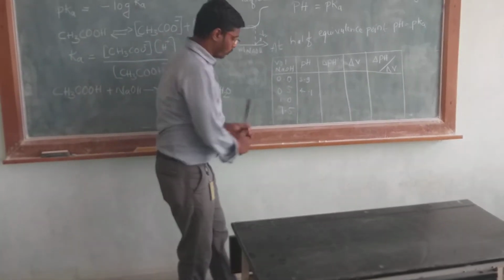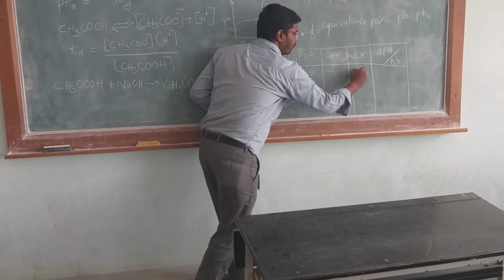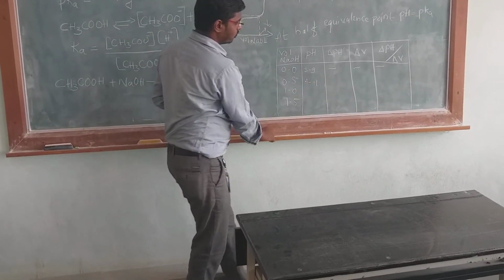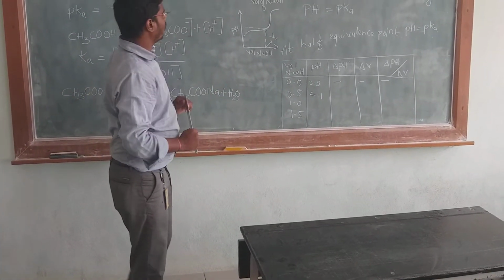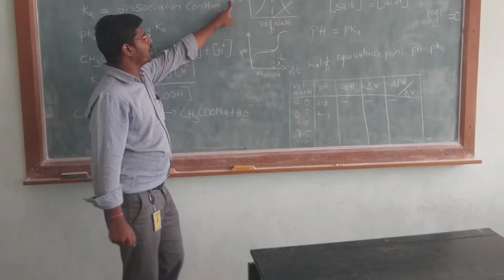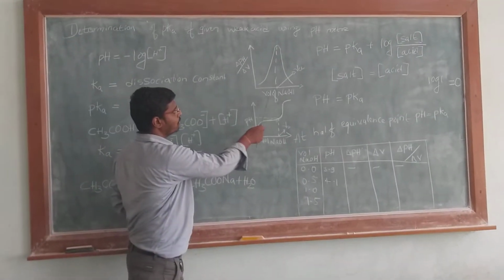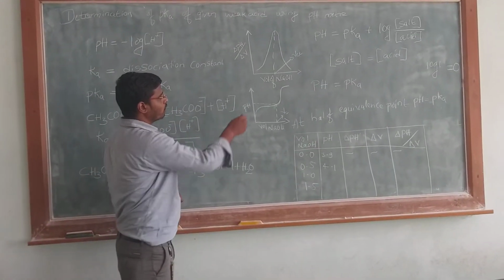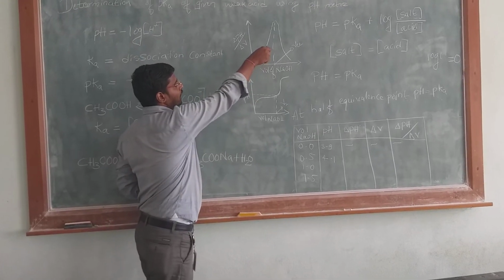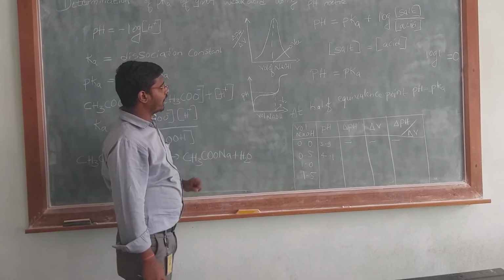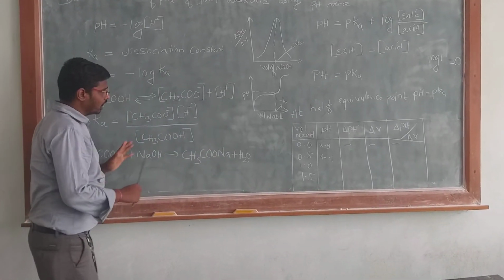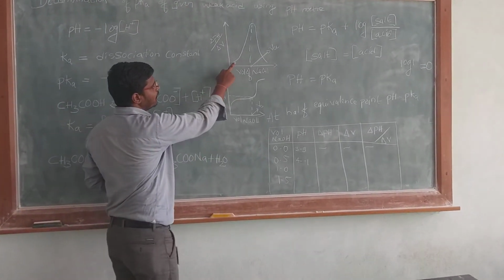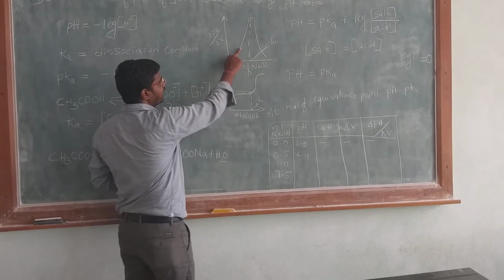Then after that we calculate the delta pH value for the second, third and so on up to the 10 ml reading. After that we draw the graph of delta pH by delta V versus volume of NaOH. Then we obtain a graph like a bell-shaped structure. At the equivalent point, all acid is completely neutralized. Initially, this delta pH by delta V value goes on increasing.